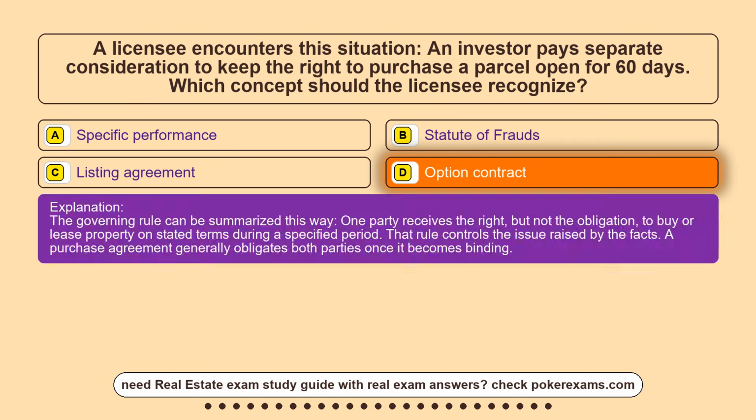The governing rule can be summarized this way: one party receives the right, but not the obligation, to buy or lease property on stated terms during a specified period. That rule controls the issue raised by the facts. A purchase agreement generally obligates both parties once it becomes binding.